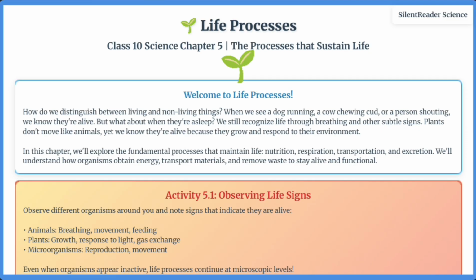In this chapter, we'll study nutrition, how organisms obtain energy and materials, respiration, how they release energy from food, transportation, how materials move within organisms, and excretion, how wastes are removed. We'll compare these processes in plants and animals and understand how they work together to maintain life. Get ready for an exciting journey into the processes that sustain all living beings.